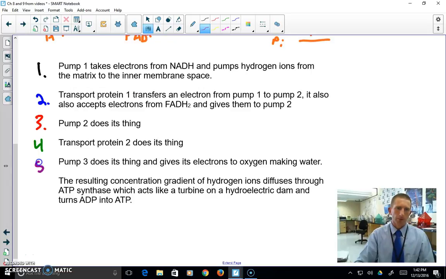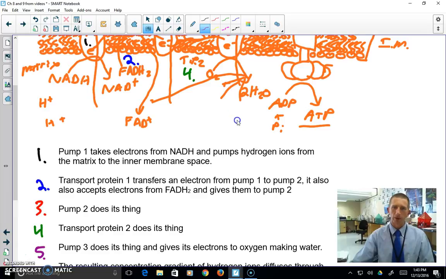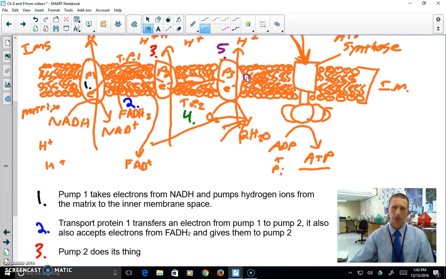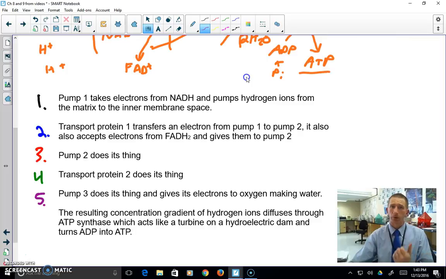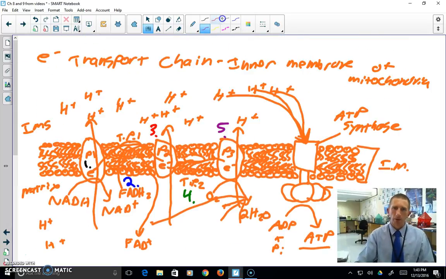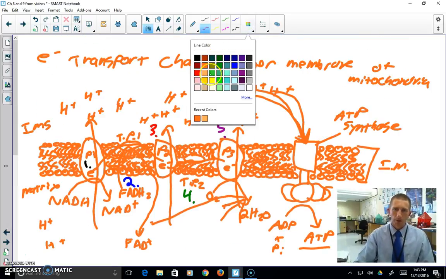So step number 5, right? Pump 3 does its thing. It takes a hydrogen ion from the matrix and pumps it across into the inner membrane space, right? Active transport because it's requiring energy. And it also gives up its electrons to oxygen, which combines with hydrogen, making water. That's a plus sign, right? So that's number 5.